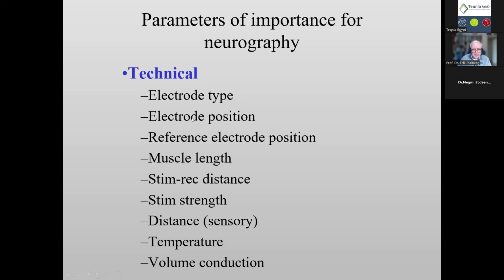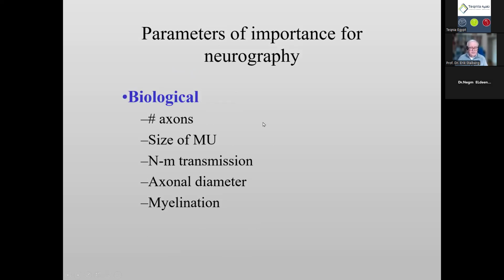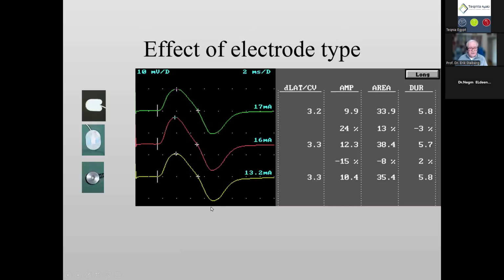The electrode type and position, muscle length and temperature, and so on. You know many of these things already, but I will just mention a few others. And then we have the real thing, where we have dependence on number of axons, size of motor units, axonal diameter, and myelination. Let us look at the problems.